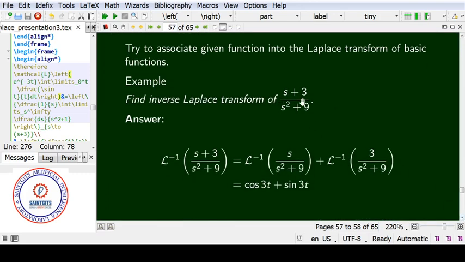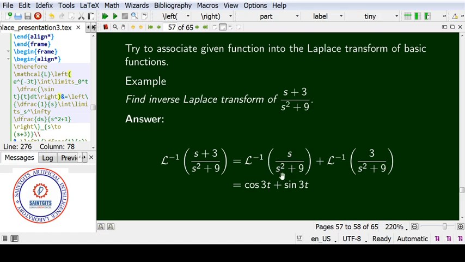We need to find L inverse, so we put the symbol L inverse on the left side. Then we can split it into two parts, s by s square plus 9 plus 3 by s square plus 9. And also L inverse is linear. We can calculate L inverse of the first expression, s by s square plus 9, plus L inverse of the second expression, 3 by s square plus 9.